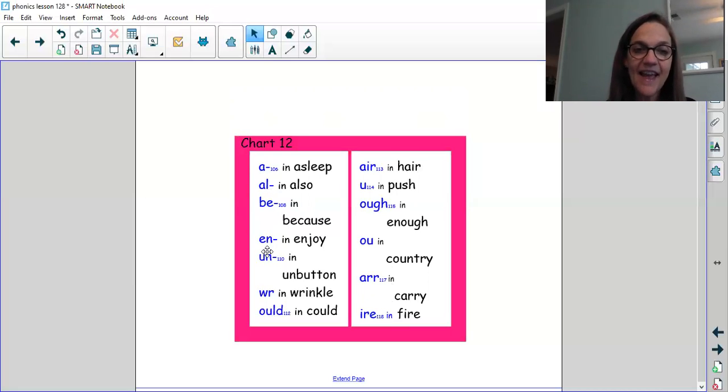All, B, N, un, ud, air, uff, air, ire. Notice our first five special sounds are prefixes. Remember, a prefix is a special sound or a group of letters that comes before a word. Just like pre-K comes before K, kindergarten, a prefix is affixed before a root word to make a new word. All right?